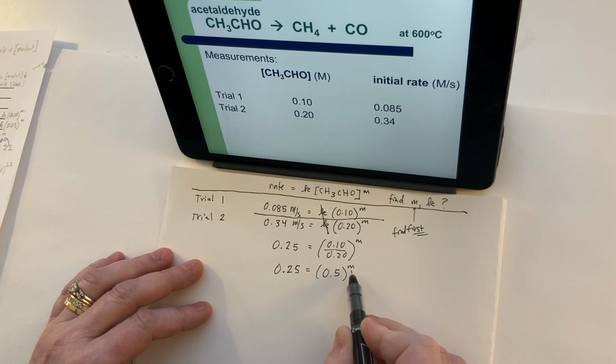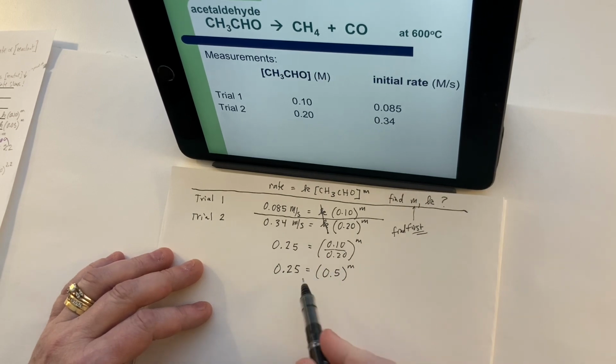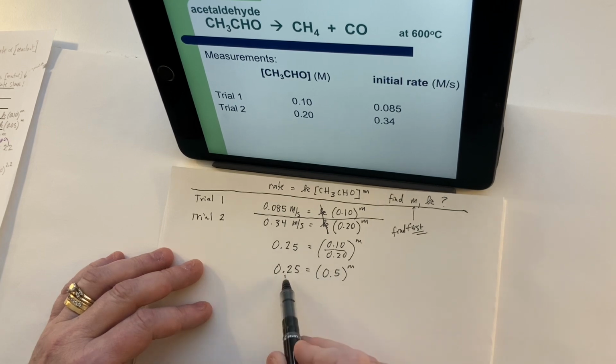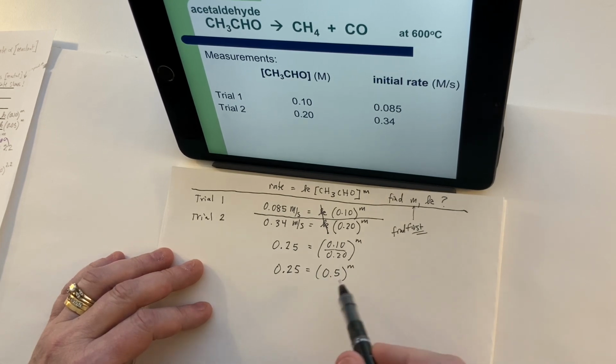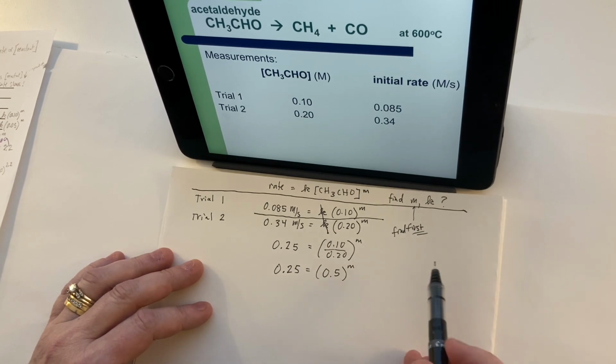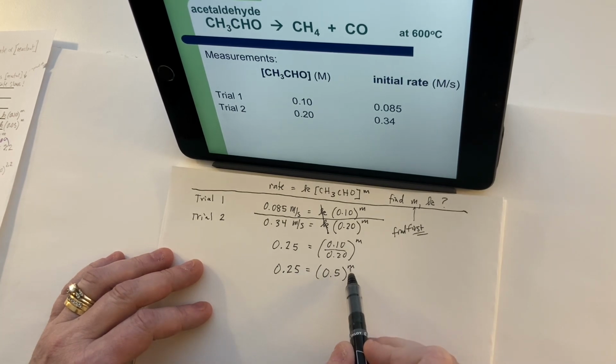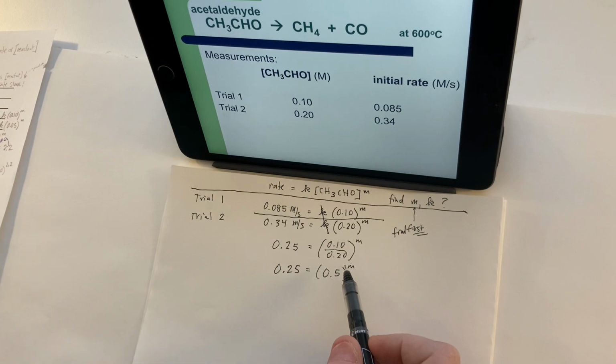Now we can solve for that m. I mean, we can eye it up again. This is like 1/4, this is 1/2. How do you turn 1/2 into 1/4? Well, you've got to square it. If you square 1/2, you'll get 1/4. Still, that's just because the numbers are nice and round that we can eye it up. But otherwise, how do you mathematically solve for an exponent?